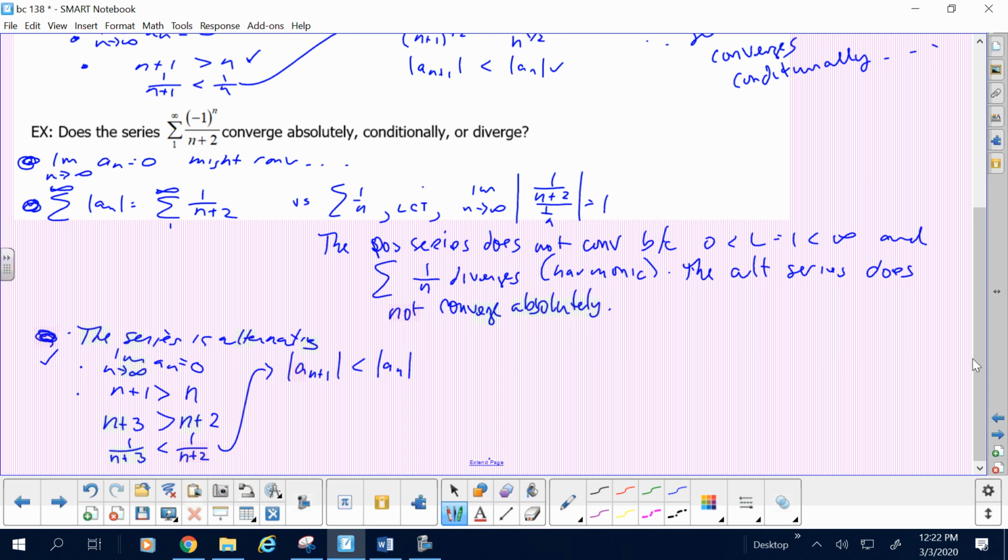Now then, we conclude what? That the series converges conditionally. All right, so now, that's the worst case. Those are the worst.